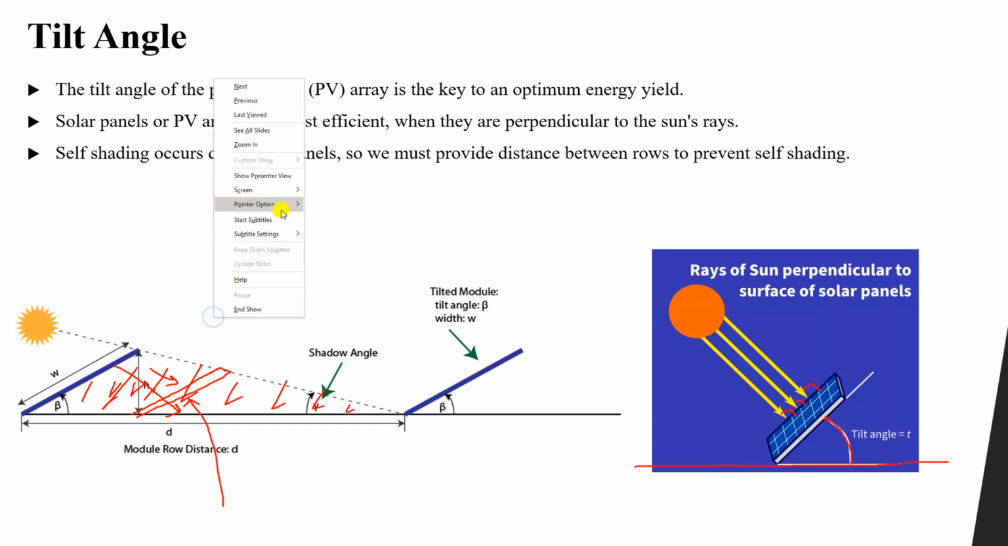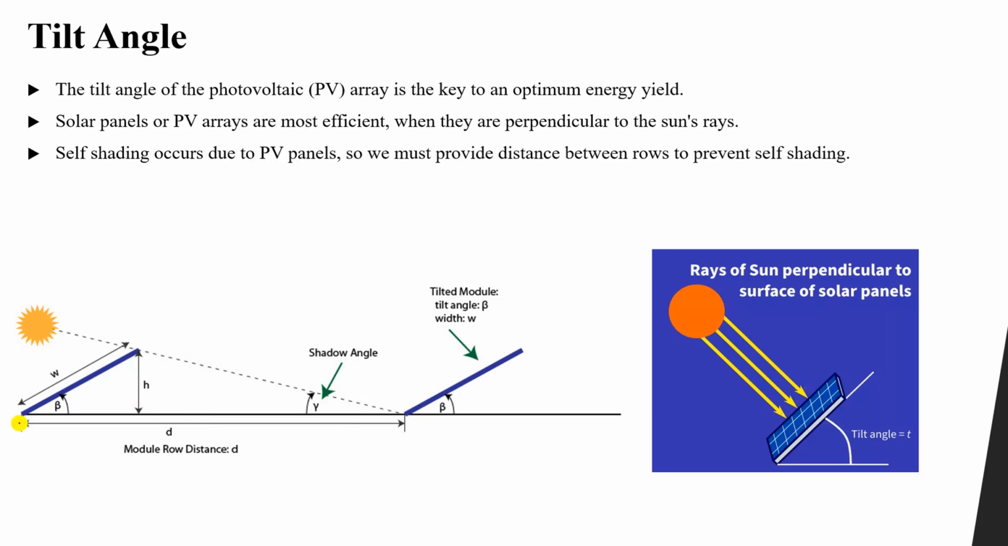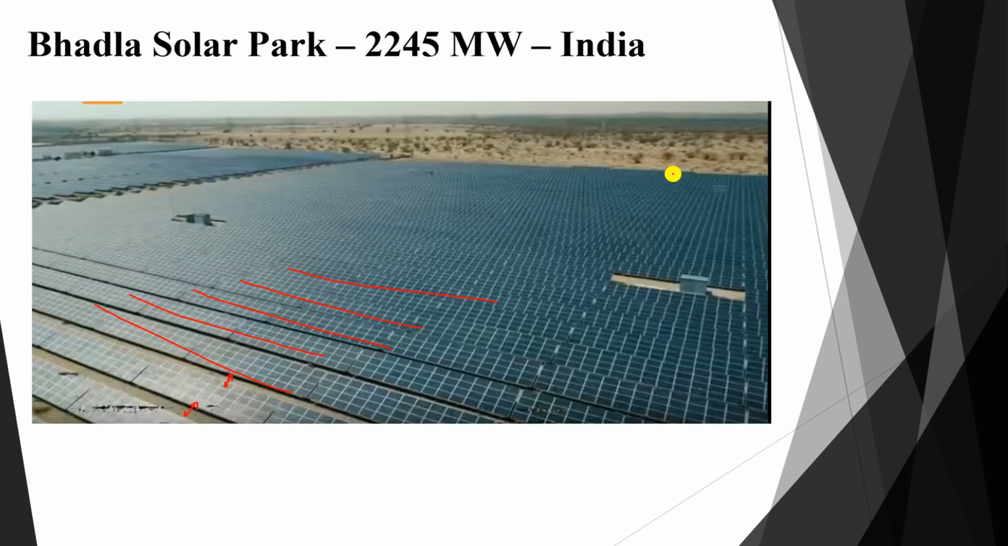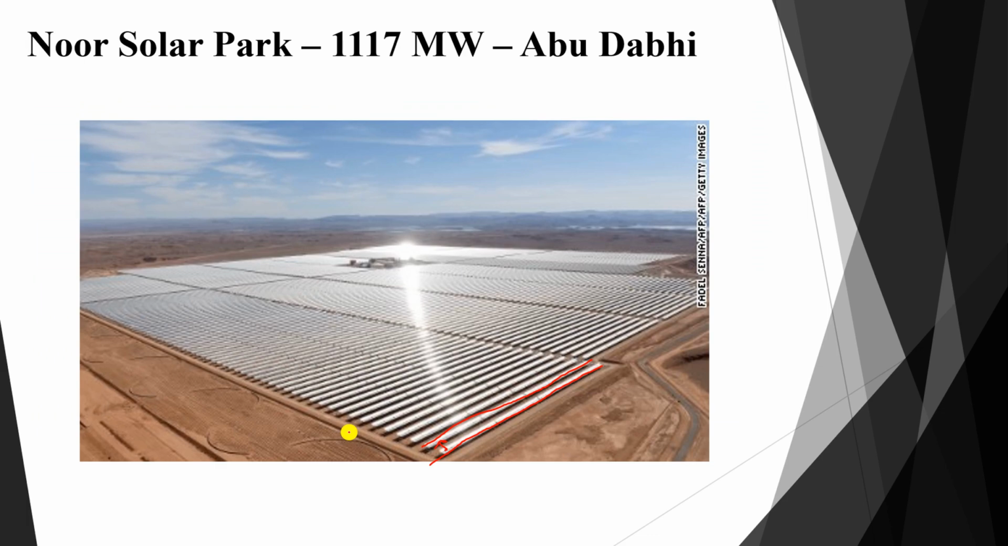So what are we going to do? Simply, we are going to provide distance between each row. We provide distance between rows to prevent the self-shading. If you get back here, that's what I'm talking about. You can see that this panel is slightly inclined from the ground or the horizontal line by the tilt angle. So we provide distance between these two rows in order to prevent the shadow of this row from coming on this panel. We provide distance to prevent the self-shading effect.